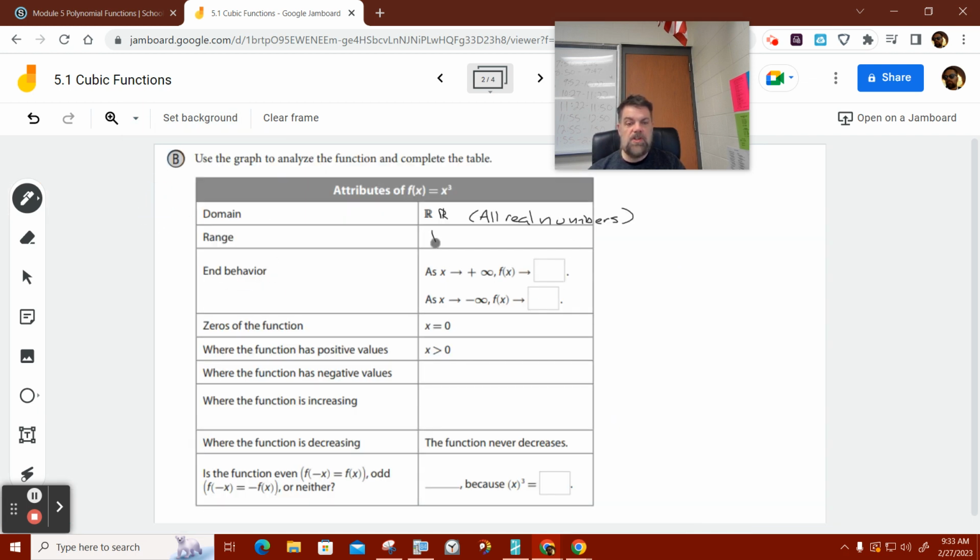Now the range is also all real numbers. That is a horrible R. Oh, we'll just start over.